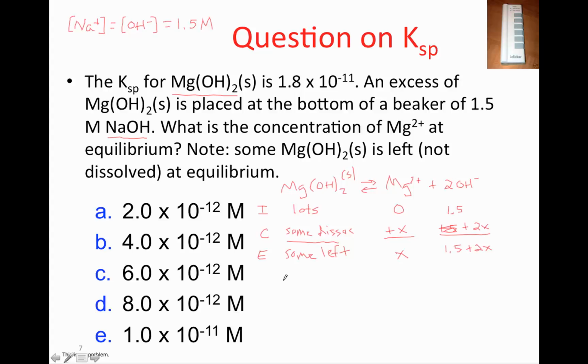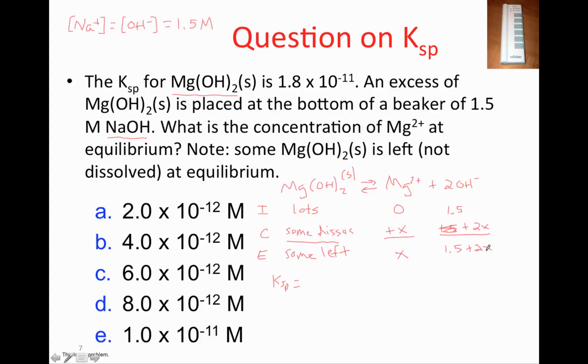And so now I'm going to write down KSP is equal to, but before I do that, let's talk about what we think will happen here. Again, I'd ask the class, big number or small number? Everybody says small number. Yeah, it's a really tiny number. So do I expect x to be big? No, I expect x to be really small. I don't expect very much magnesium hydroxide to dissociate, so I expect this to be a small number.